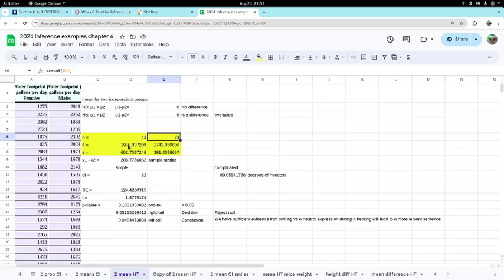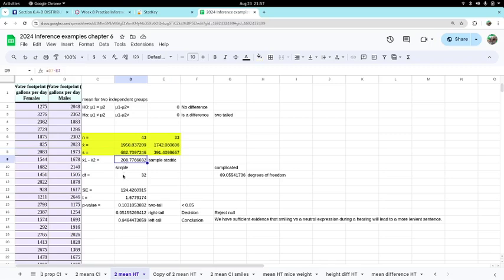And here are my means. The average water footprint of females is about 1950 gallons per day on average, and males is on average 1742-ish. And here are their standard deviations: wider spread among the females, smaller spread among the males. And my sample statistic is the difference in the 2 means.